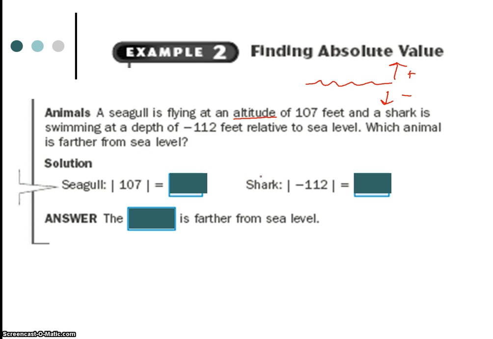But because we are measuring the distance from sea level to the seagull, we want to use the absolute value. We use these signs for absolute value, these two long lines, okay, longer than a 1, longer than an L. So what's the absolute value of 107? Absolute value is always positive, so it's 107. How about the distance from sea level to the shark? Here's the absolute value signs. It's always positive, so change this number to a positive, 112. That means that the shark is further from sea level.